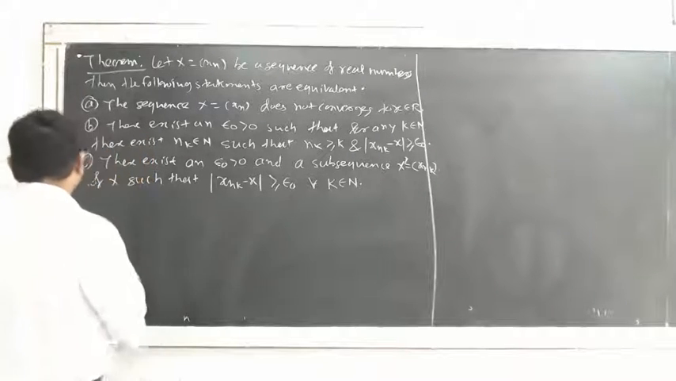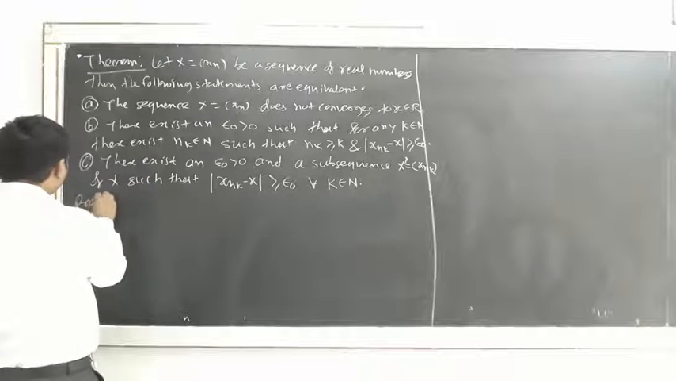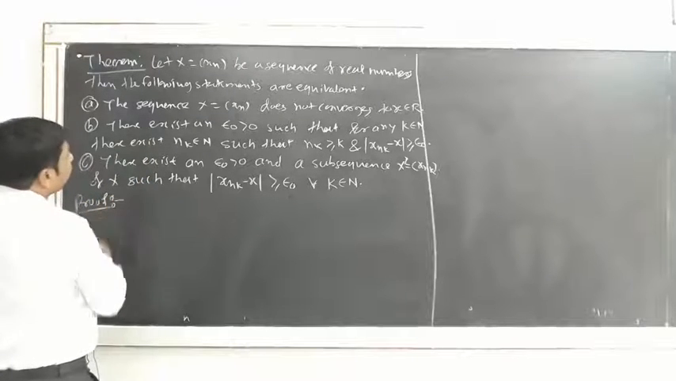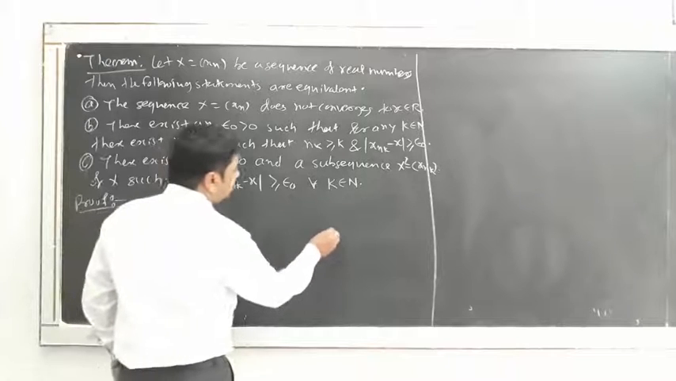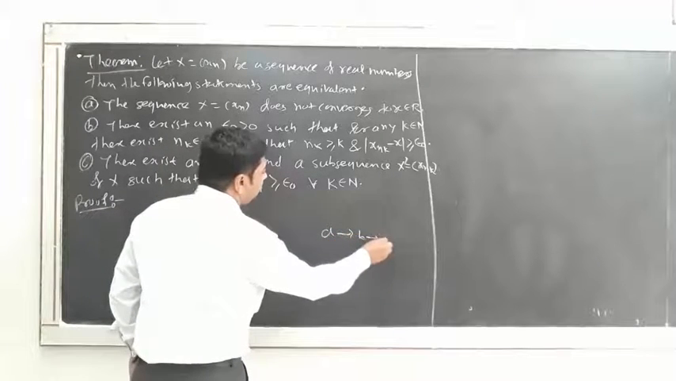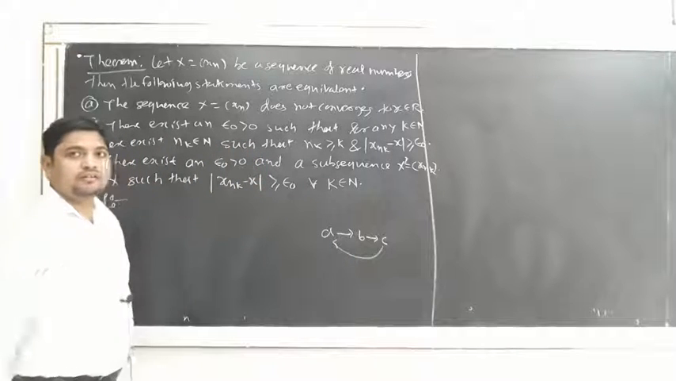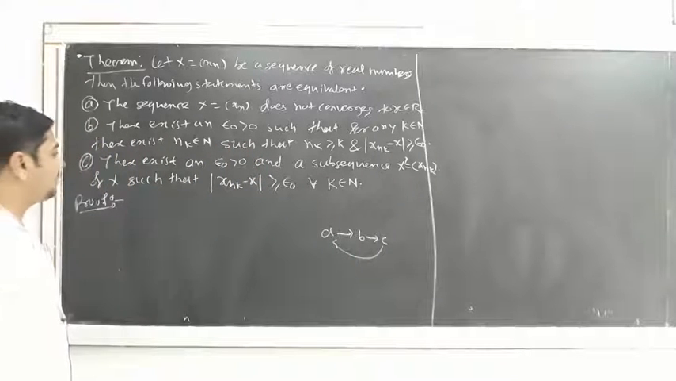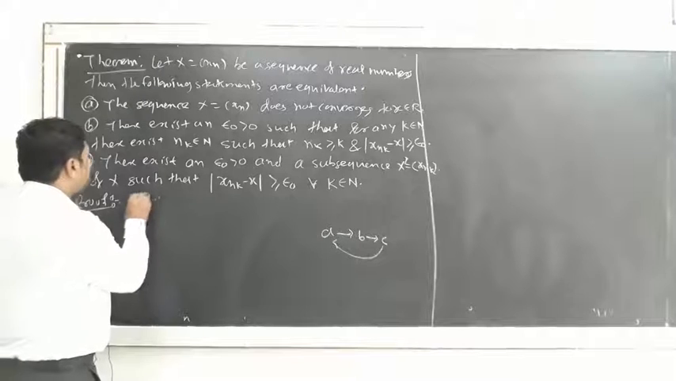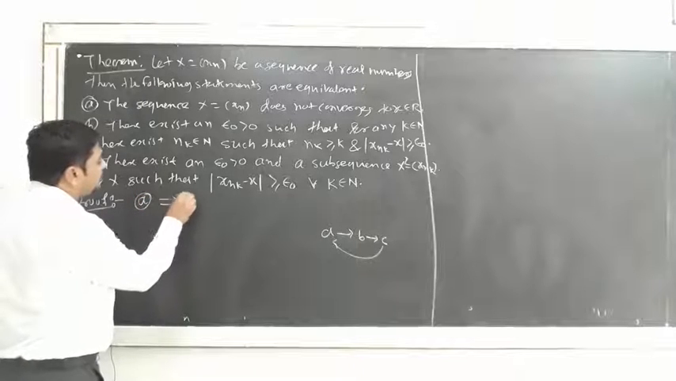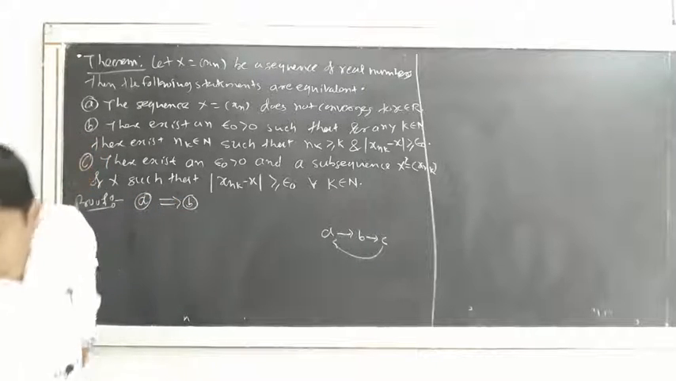So how do we write the proof? We have to prove A implies B, B implies C, and then C implies A. So first we prove A implies B.